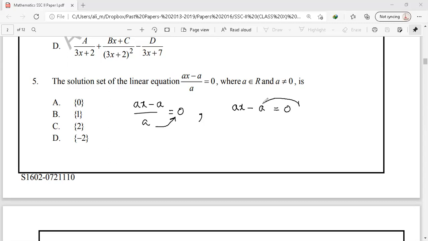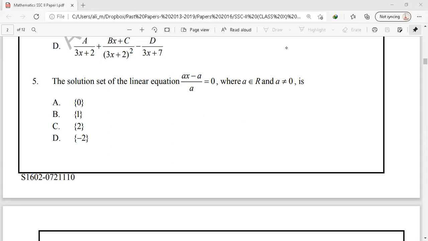This a would be moved to the right hand side and become positive. So ax will be equal to a and x will be equal to a over a. A and a will be cancelled out, so we will get only 1. So the correct answer for question number 5 is option B.